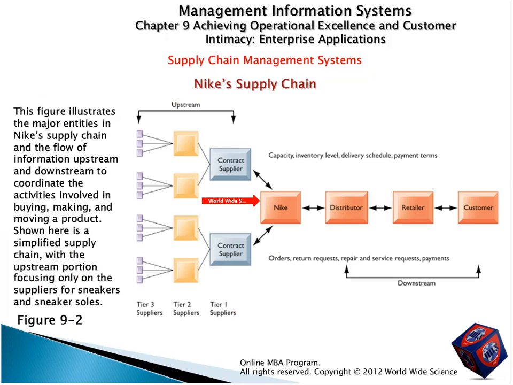This figure illustrates the major entities in Nike's supply chain and the flow of information upstream and downstream to coordinate the activities involved in buying, making, and moving the product. Shown here is a simplified supply chain with the upstream portion focusing only on the suppliers for sneakers and sneaker flow. This is a nice supply chain, and you can clearly differentiate between upstream and downstream.